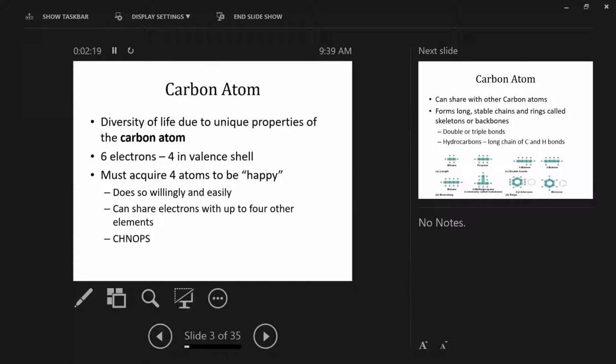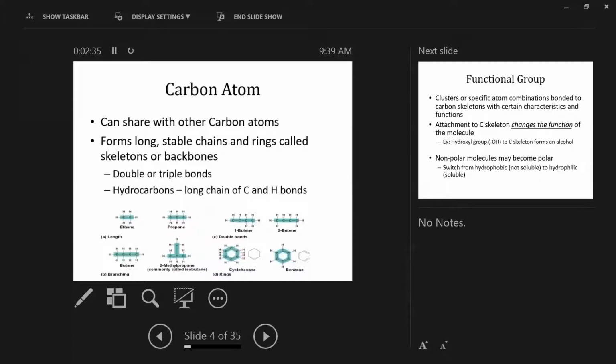As you move through the chapter, it will discuss the carbon atom and how the carbon atom has 4 electrons in the valence shell, which allow it to bind with 4 other atoms or double or triple bond with a similar atom, but it needs 4 more atoms for that outer shell to be considered full, or for that atom to be happy, we call it.